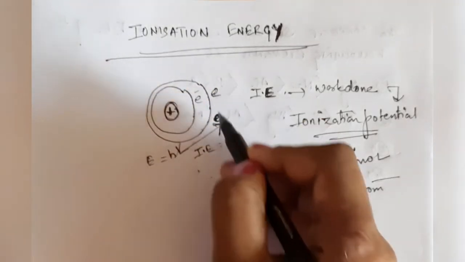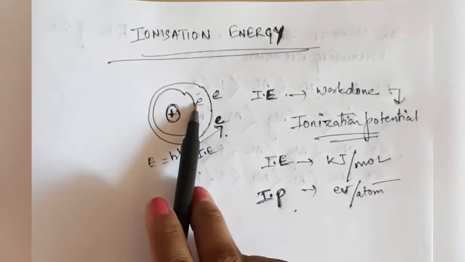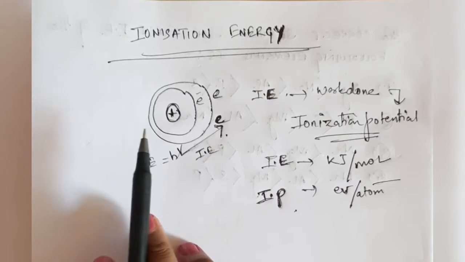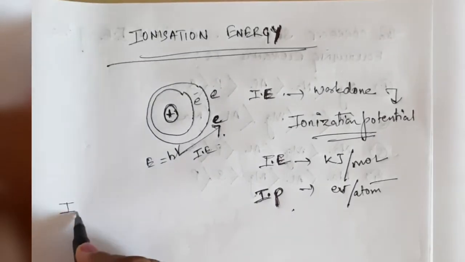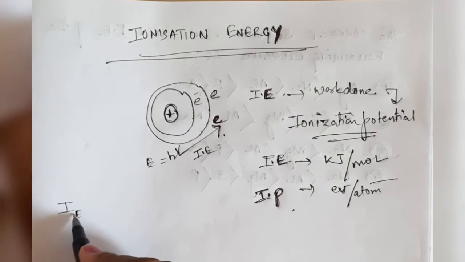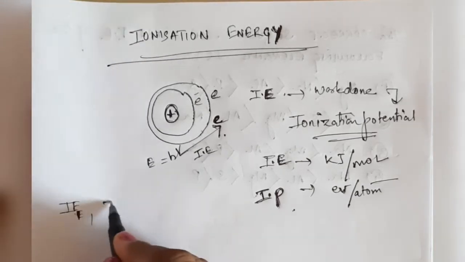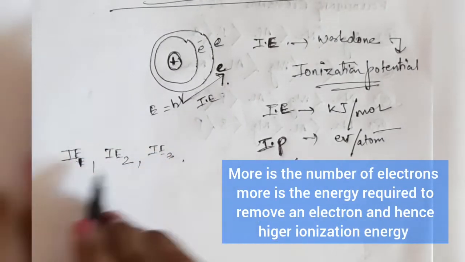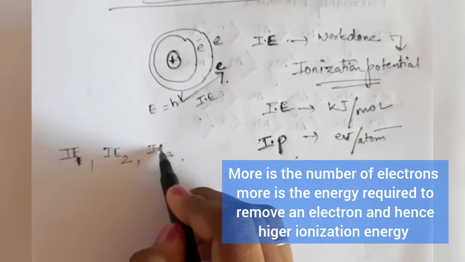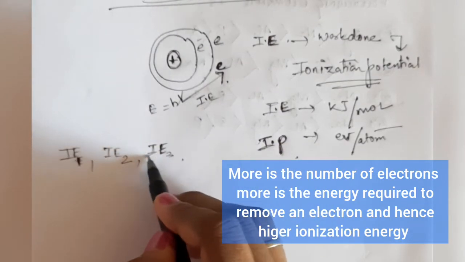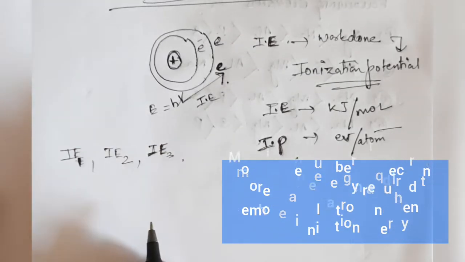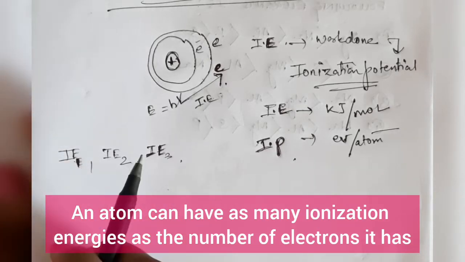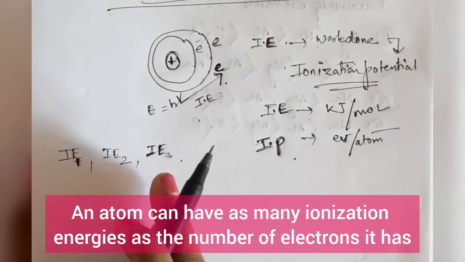If you remove one electron, you require one amount of energy. If you remove the second electron from the second subshell, you require another amount of energy. So there are many ionization energies: ionization energy 1, IE1, then ionization energy 2, ionization energy 3. The more electrons you remove, the more the ionization energy requirement becomes. An atom can have many ionization energies as the number of electrons it has.